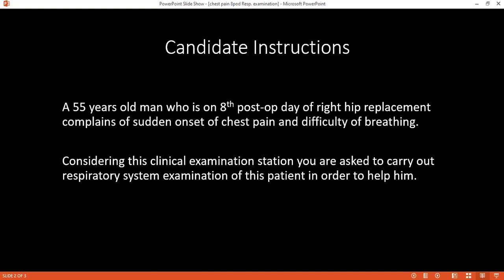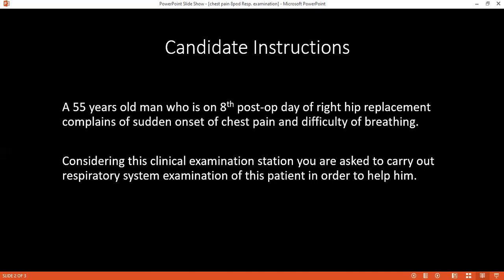Yes. So as regards this patient, I examined Sir Thomas, a 55-year-old who presented on day 8 post right hip replacement with acute pleuritic pain and shortness of breath. On examination, there is tachypnea but equal air entry, equal chest movement, and normal resonance, making pneumonia and pneumothorax less likely.